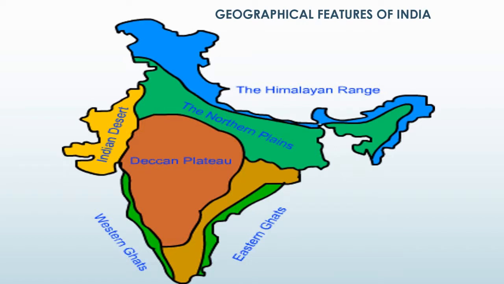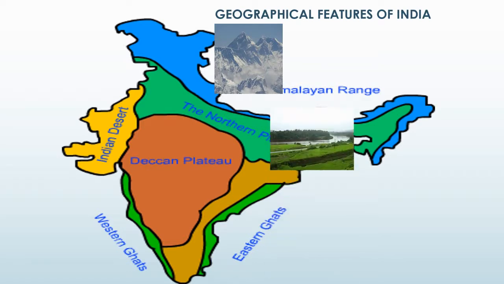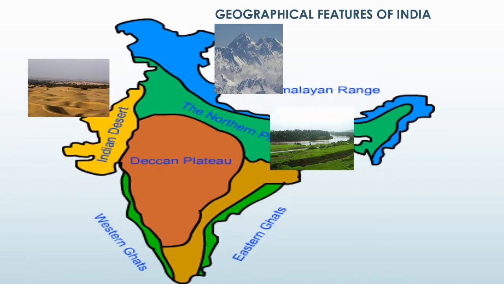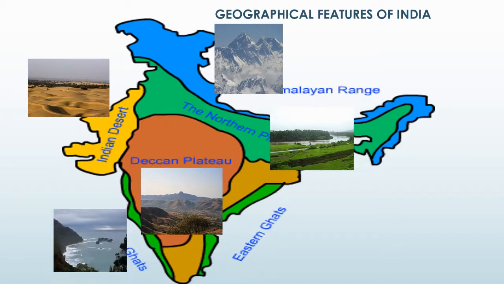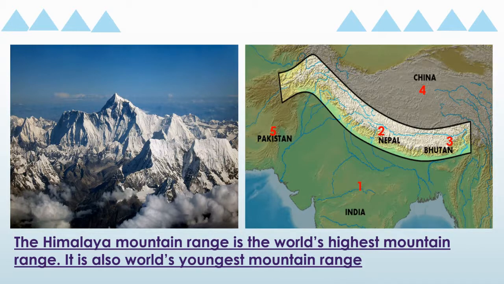In the geographical features of India: first, the Himalayas. Second, the plains of the Sindhu, Ganga, Brahmaputra rivers. Third, the Indian desert. Fourth, the Deccan plateau. Fifth, the coastal region. And sixth, the islands. Let us learn each feature in detail.